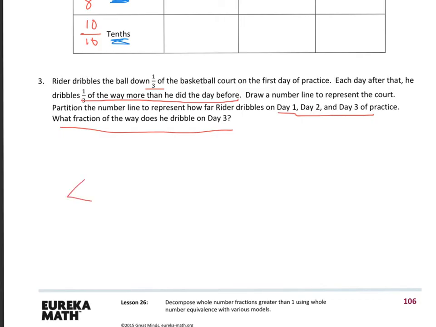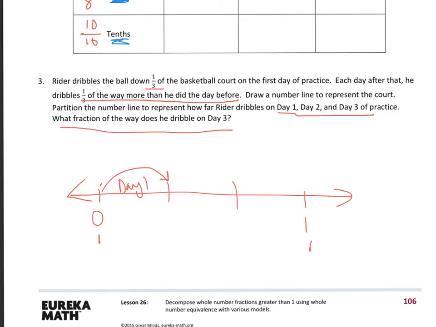So I'm going to get my number line drawn. And I know our starting point is 0. And we're talking about 1 whole, because that's the length of the court. The whole length of the court. So this is one end of the court at 0. This is the other end. The first day, he dribbled down 1/3. So that's day 1.